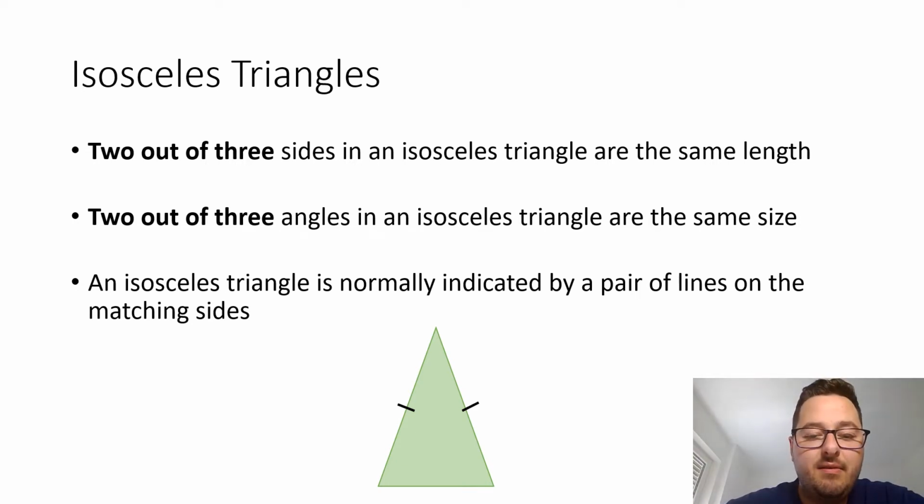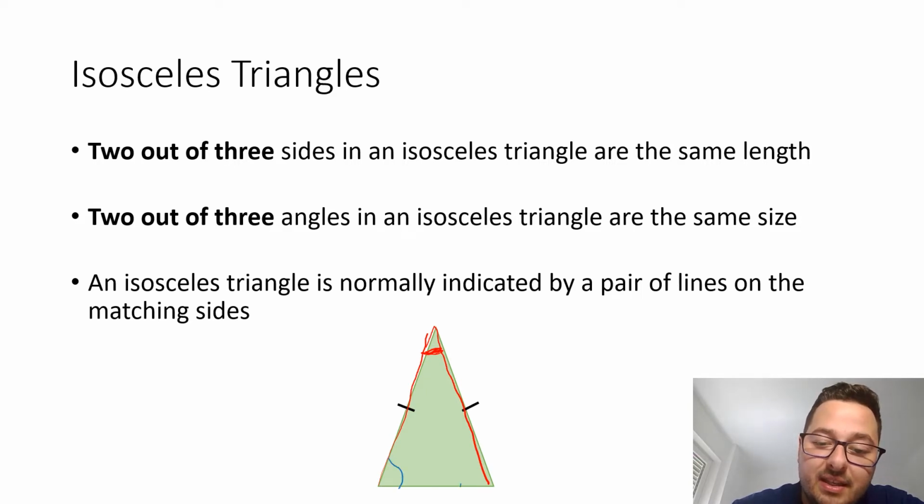And then that tells you as well, so if this line is the same as this line, they're leading up to this angle here, that's the angle that's not the same. So the 2 angles that are the same are going to be this and this. So these 2 blue angles will be the matching ones. Alright then, so that's an isosceles triangle.